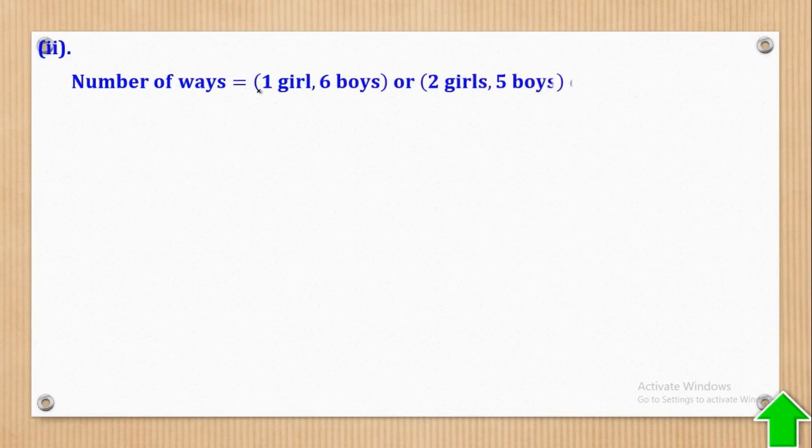So number of ways, it means that you can select now one girl and 6 boys, or 2 girls, 3 boys, 5 boys, or 3 girls, 4 boys, because 2 have to go. Therefore, out of the 9, you have already got the 2, so you need only 7.